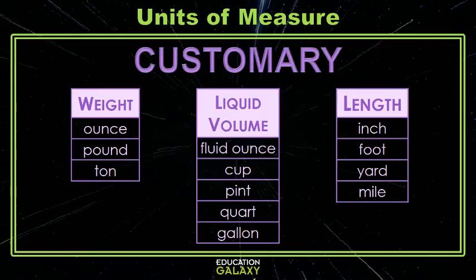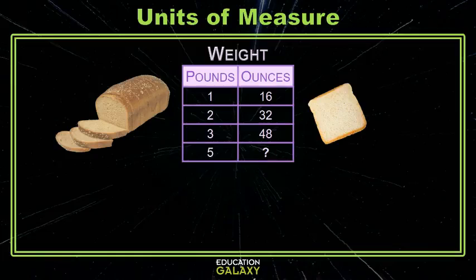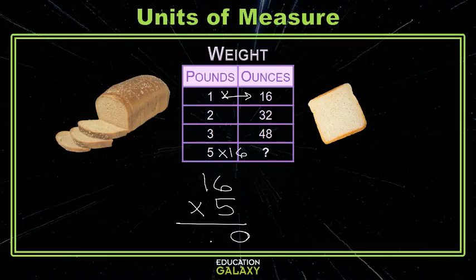So let's practice one of those. Here we have pounds and ounces, and I've reminded you that a piece of bread is about an ounce and a loaf of bread is about a pound. So the pound is the bigger unit of measure. So to get from that bigger unit of measure to the smaller one, we multiply is correct. And we are given the equivalent 1 pound equals 16 ounces, which tells us that we can multiply by 16. Good job. So 16 times 5 will tell us that 80 ounces are in 5 pounds.